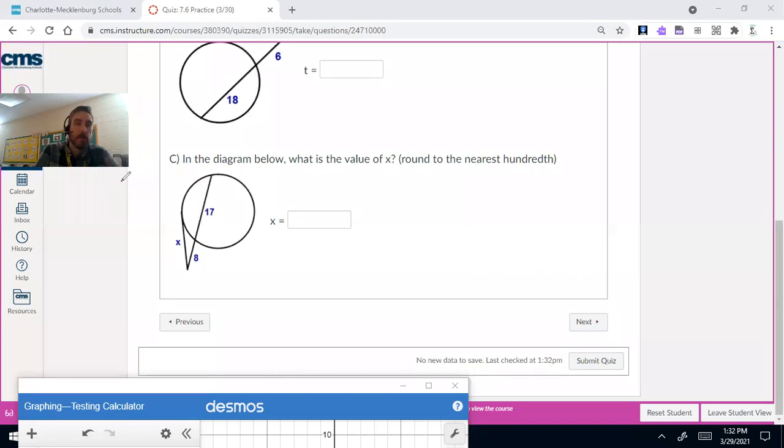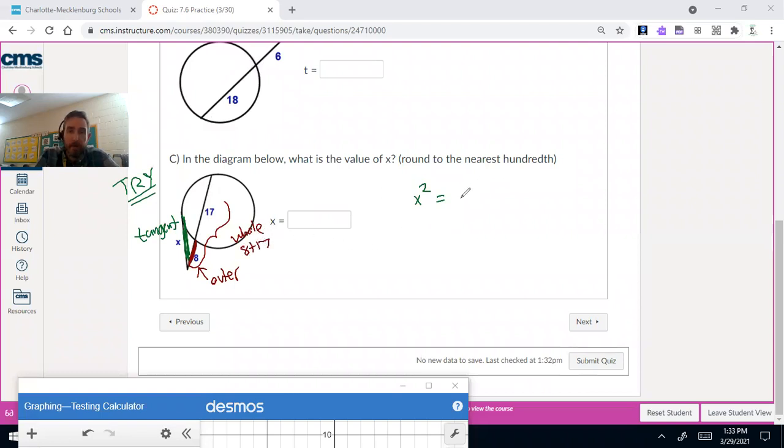Do this one on your own as well. So try. You're not going to know what you're doing unless you try. Okay, so we have x, 8, and 17. Which one is the tangent? It's going to be this x here. So we always square the tangent, so it's going to be x squared. And then the outer, that's going to be the 8. And then the whole thing would be 8 plus 17.